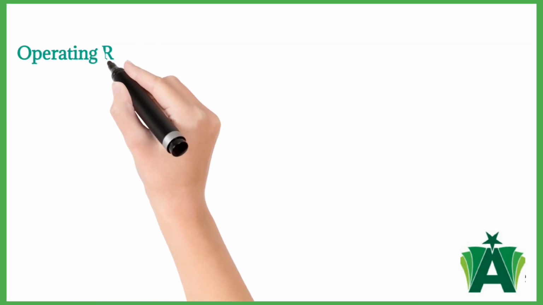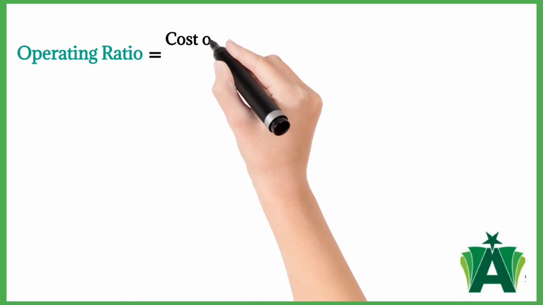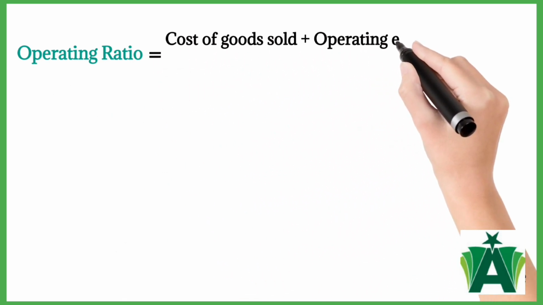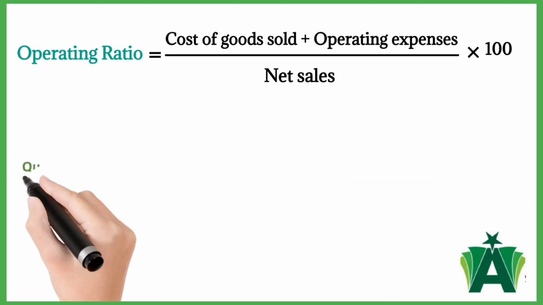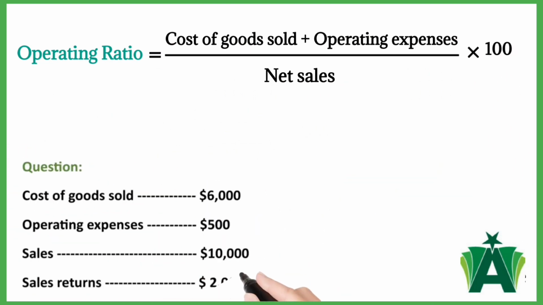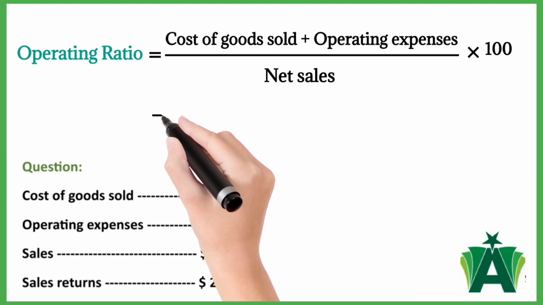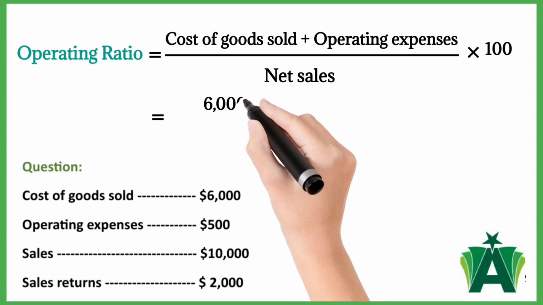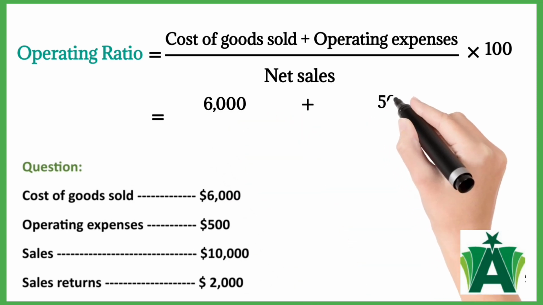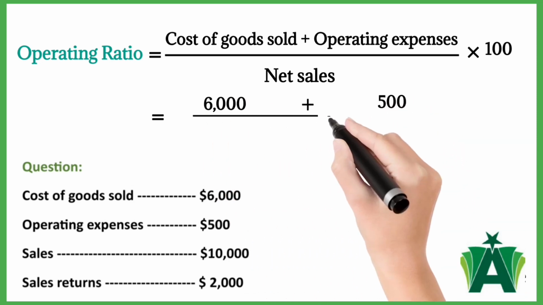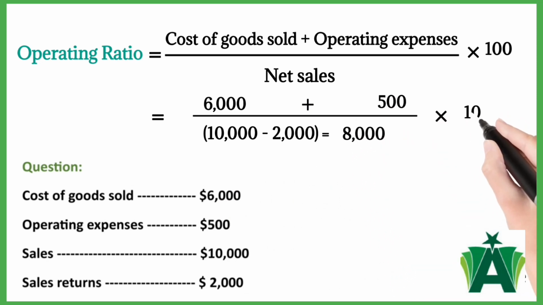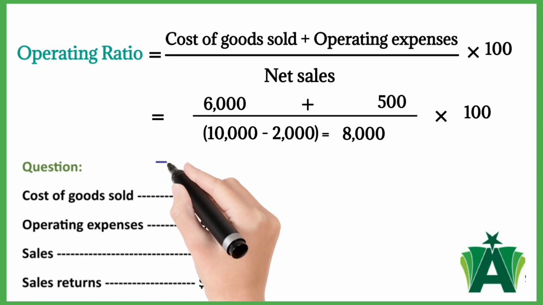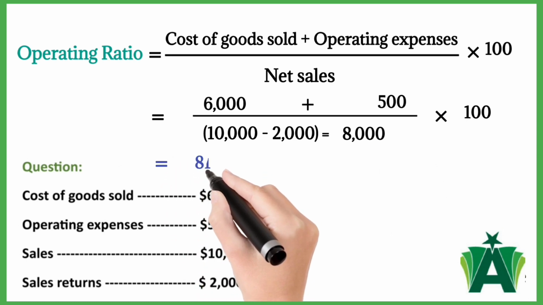Operating ratio is calculated as cost of goods sold plus operating expenses, divided by net sales multiplied by 100. From the following information details, calculate the operating ratio. Operating ratio equals the cost of goods sold $6,000 plus operating expenses $500, divided by net sales $8,000, multiplied by 100. The operating ratio is 81.25%.